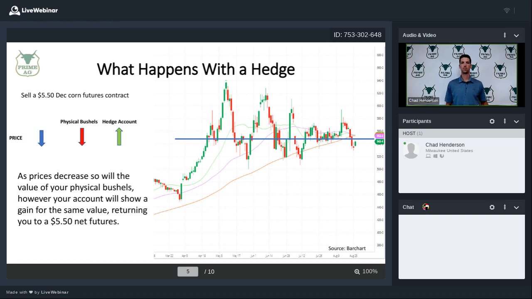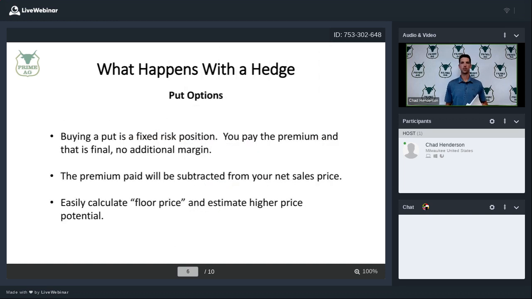So just a couple of points here to keep in mind. Now looking at the put option side of things, these are a little bit less risky as far as margin goes. It's considered a fixed risk position. You pay for the premium, your margin, if you will, and then you're done. There is no additional margin if the futures market moves higher or lower against you.